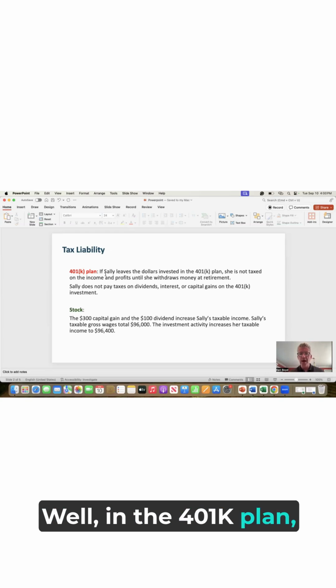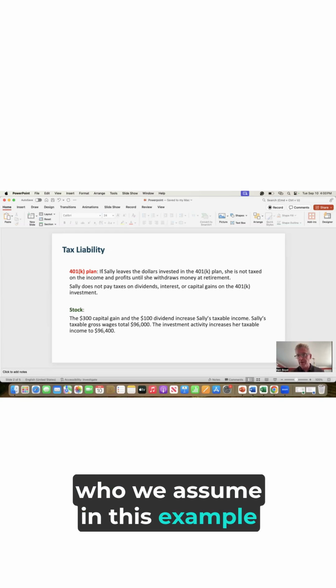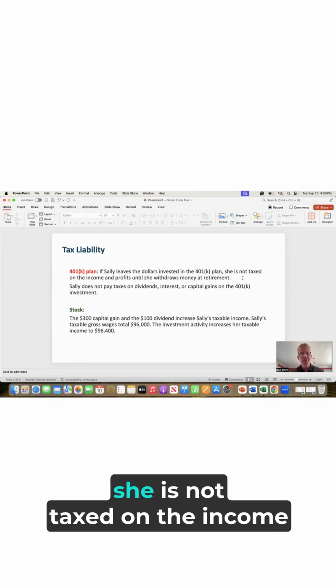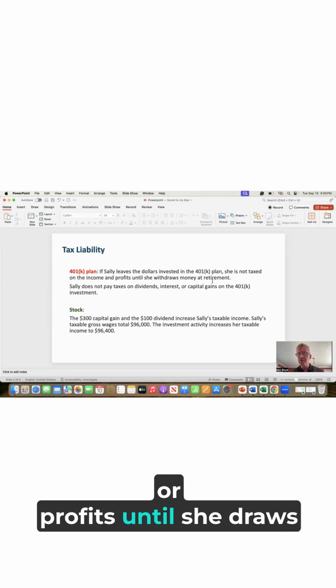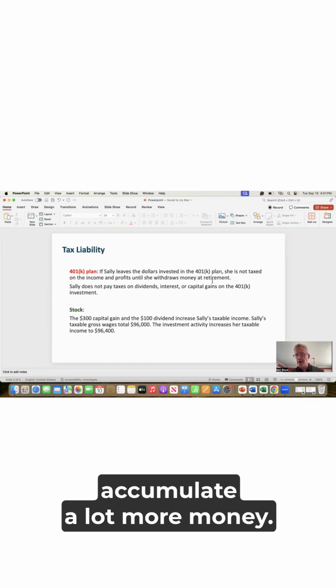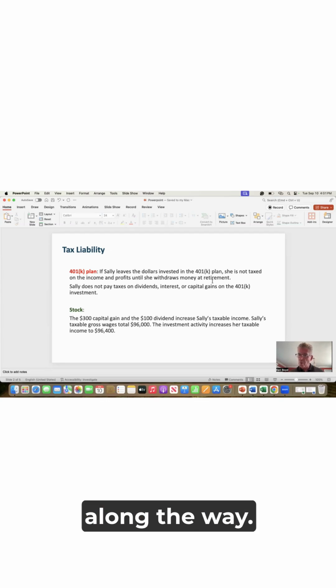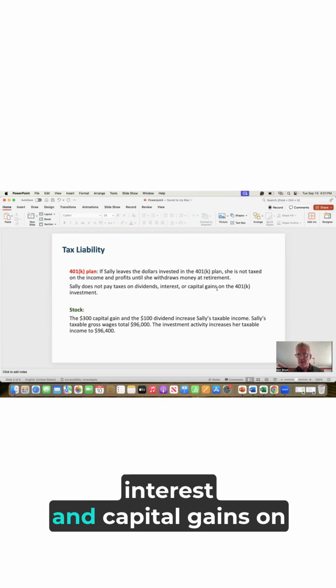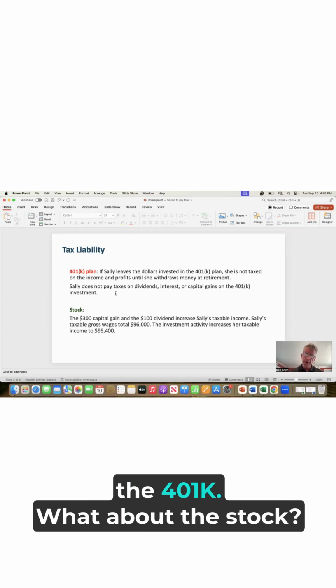Well, in the 401k plan, if Sally, who we assume in this example is 35 years old, leaves dollars invested in the 401k plan, she is not taxed on the income or profits until she withdraws the money in retirement, which allows people to accumulate a lot more money because there's not taxation along the way. It's only at the end. Sally does not pay taxes on dividends, interest, and capital gains on the 401k.